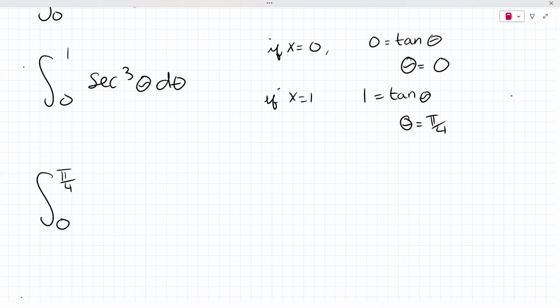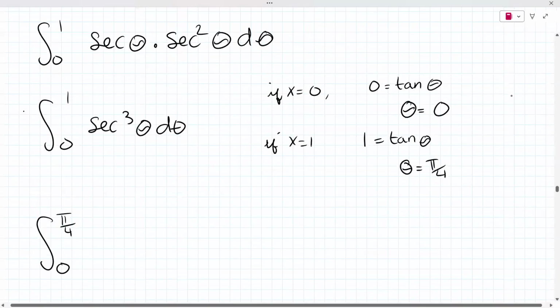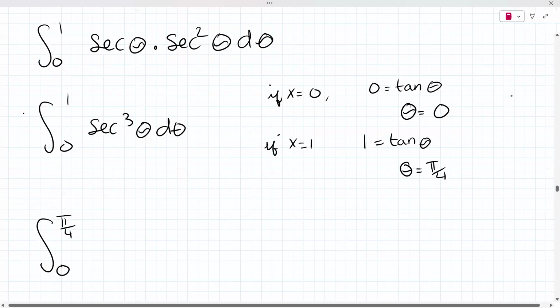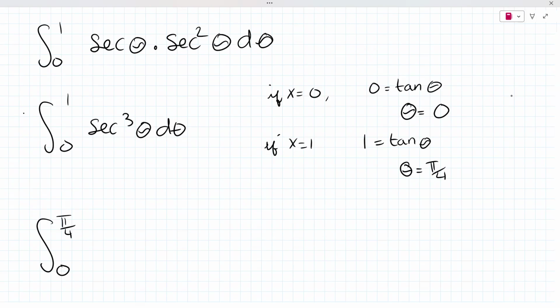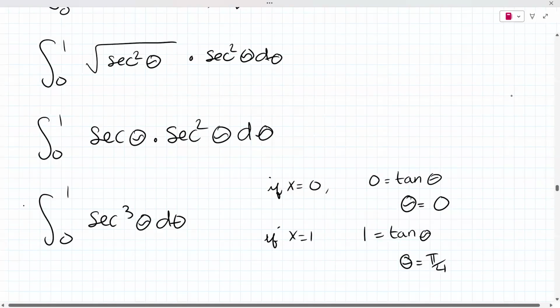And we still have this secant cubed theta d theta. I don't think we can do a u substitution. Let's just rewrite it as secant squared theta times secant theta.